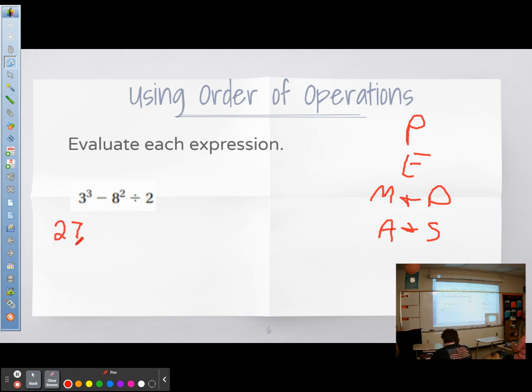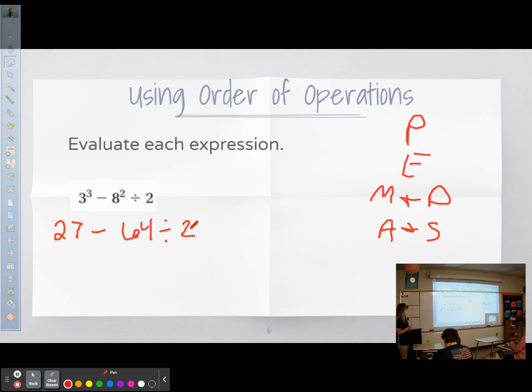27. 3 times 3 times 3 is 27. Minus 8 to the power of 2. Okay? Rihanna, what's 8 to the power of 2? 64. Okay, so that's 8 times 8, which is 64, and then divided by 2. Okay? Ian, are there any more exponents? What would I do next?